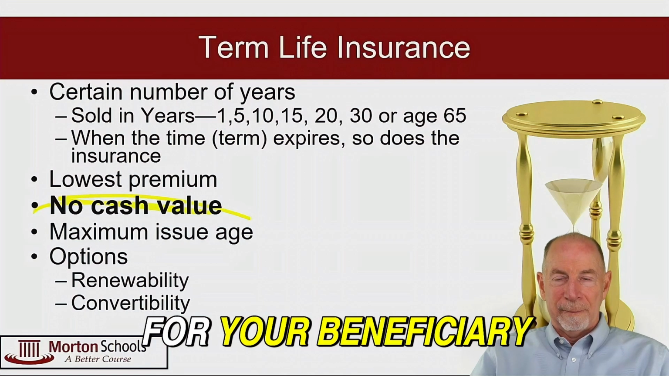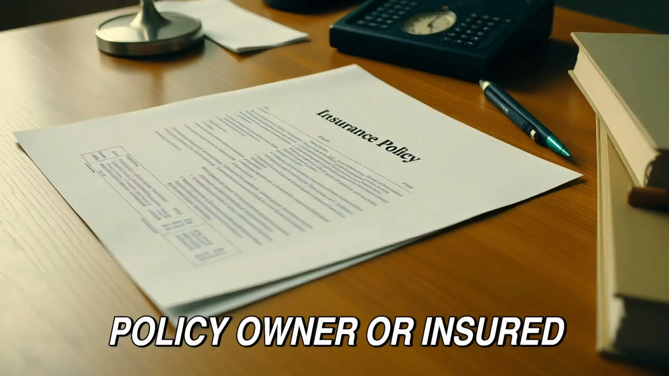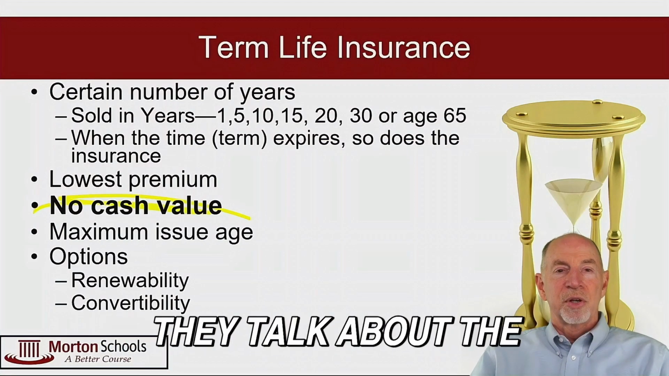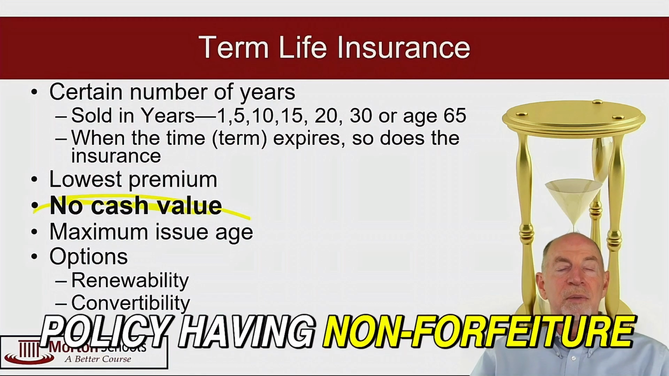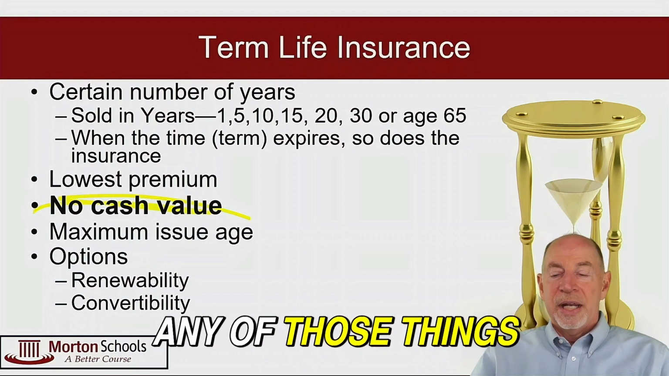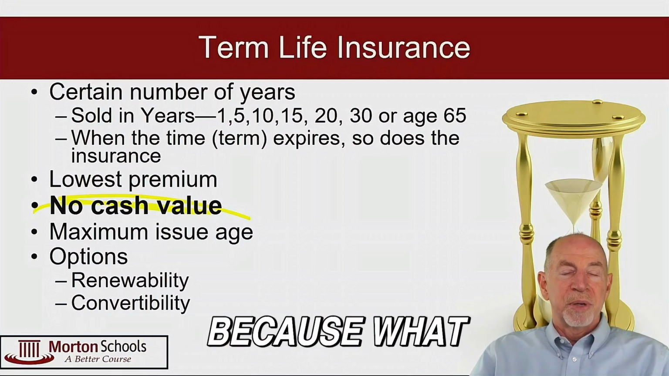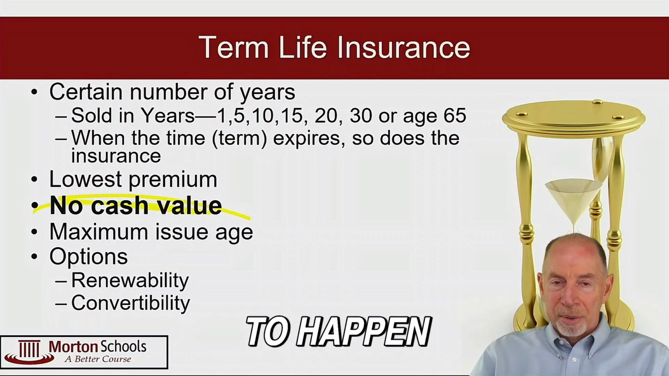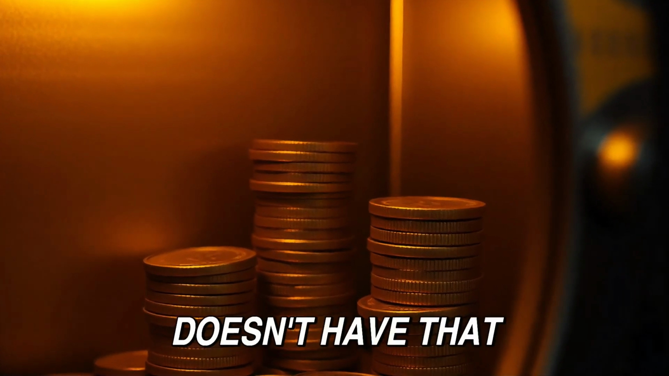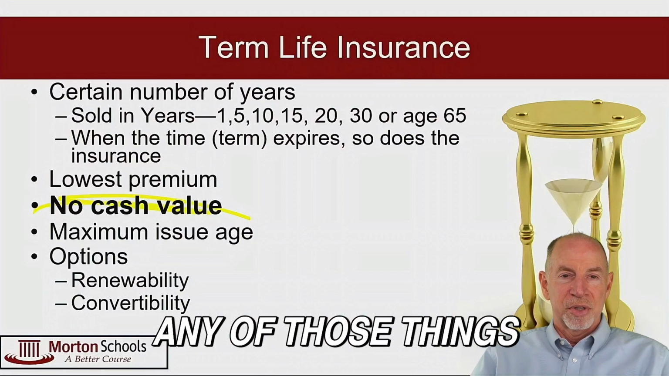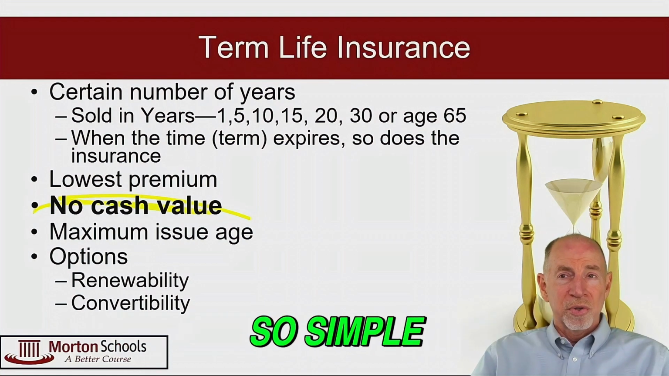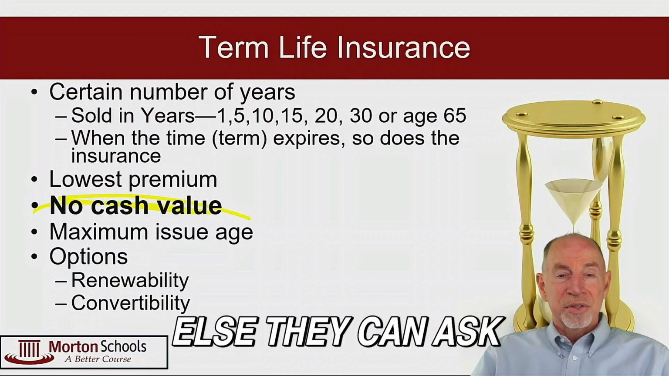The money's for your what? For your beneficiary, right? So if they talk about the policy owner or insured getting some money, if they talk about the policy endowing or maturing, having a loan, having non-forfeiture options or dividend options, or being paid up, any of those things, that answer would be false. What allows those things to happen is the fact that the policies have cash value, and a term policy doesn't have that, so it can't have any of those things. But that's really the kind of question you're going to get on term insurance, because the policies are so simple, there's not a lot else they can ask about that.